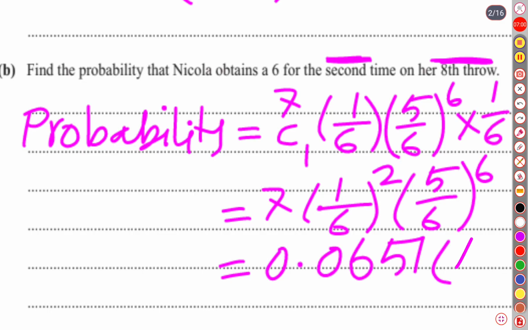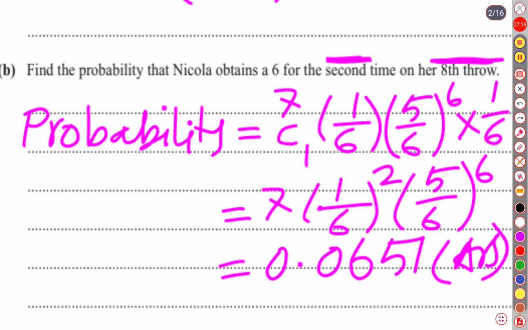0.0651 if we round it up to 3 significant figures. I think you have understood my clarification. In the first part they have told that on the 8th throw he succeeded for the second time. So it is sure that on the 8th throw it was a success. That's why in the second part we are sure.